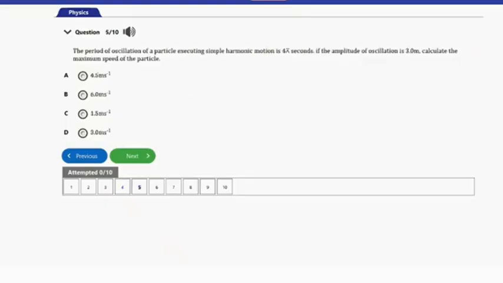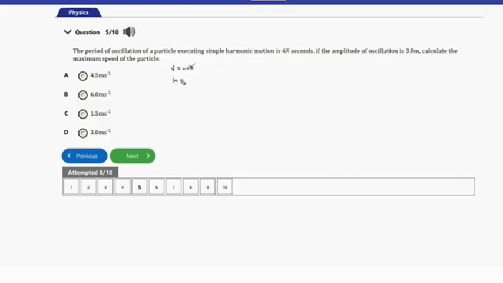So the next question we have here is question number 5. It says, the period of oscillation of a particle executing simple harmonic motion is 4 seconds. If the amplitude of the oscillation is 3 meters, calculate the maximum speed of the particle. So guys, in order to calculate for the maximum speed of the particle, let's take note that actually v is equal to omega r.